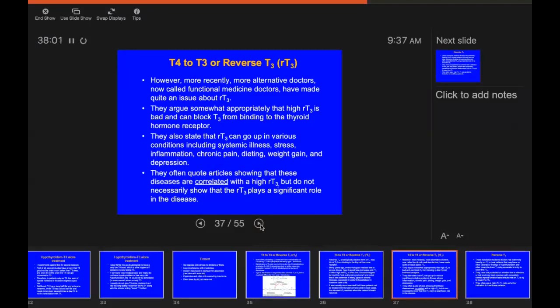They quote articles showing that these are correlated with reverse T3, but they don't necessarily show that reverse T3 causes these diseases. People that are dieting or have inflammation or have chronic pain could have a higher reverse T3, but lowering it doesn't necessarily reverse those diseases.